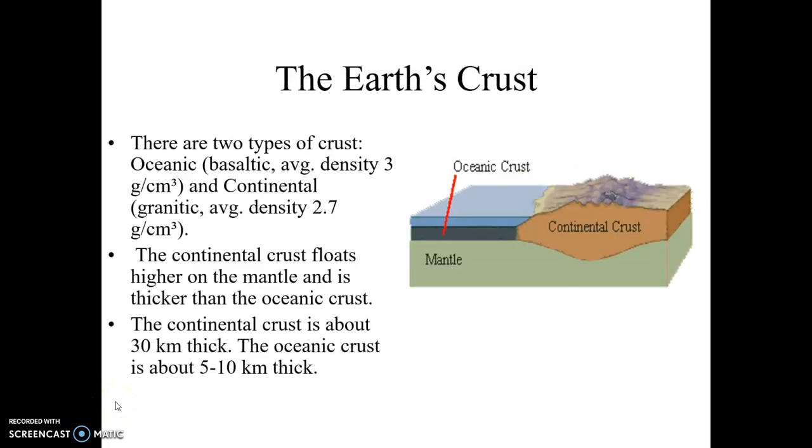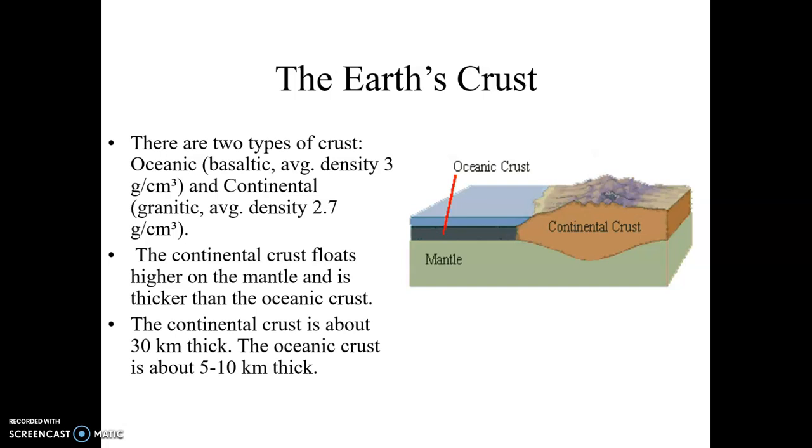Okay, a little bit about the Earth's crust. The Earth's crust is actually composed of two different types. There is, first of all, what is called oceanic crust. Oceanic crust is primarily made of basaltic types of materials, minerals that are metal rich, and therefore it's quite dense. And continental crust, which is made of largely granitic materials and is therefore less dense.